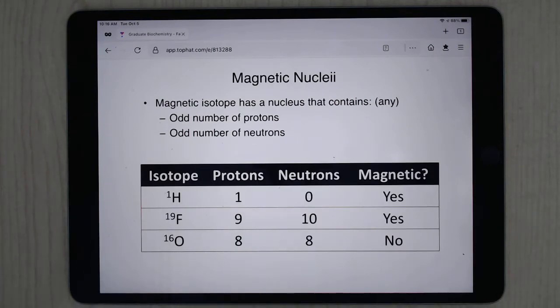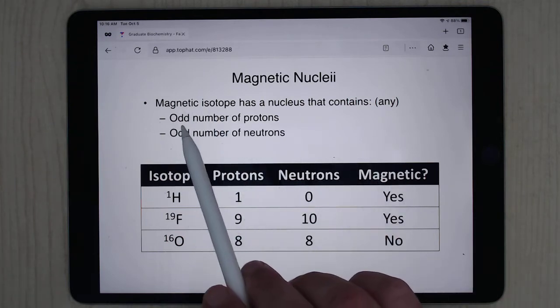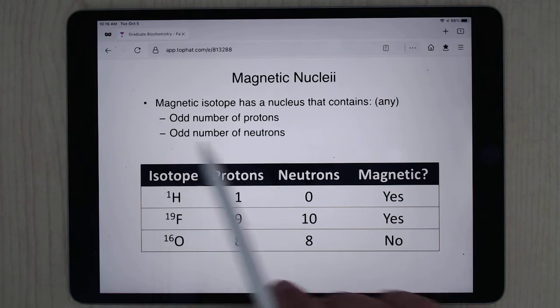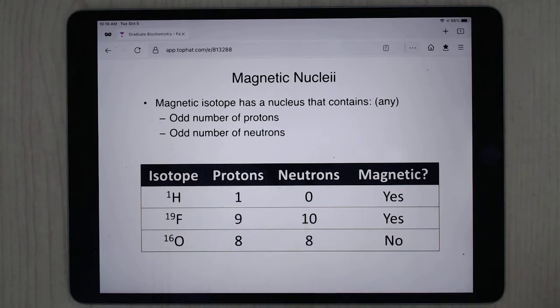So in order for us to be able to work with this, the nucleus has to be magnetic, and not all nuclei are magnetic. Okay, so what we need for a magnetic isotope is either an odd number of protons and or an odd number of neutrons. Okay, you can actually both be odd. That's fine, but you need at least one of them to be odd. So here, hydrogen, it has an odd number of protons, so we're fine. So it's magnetic. Fluorine, it has an odd number of protons as well, so it would also be magnetic.